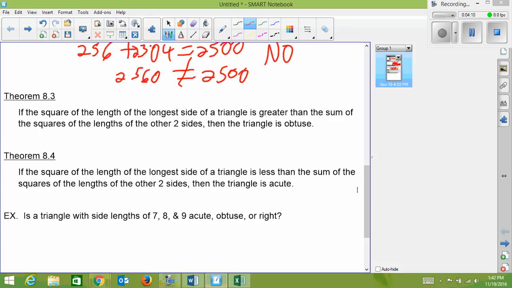Theorem 8.4 deals with an acute triangle. If the square of the length of the longest side of a triangle is less than the sum of the squares of the lengths of the other two sides, then the triangle is an acute triangle. So if your a squared plus b squared is greater than your c squared, it's an acute triangle.